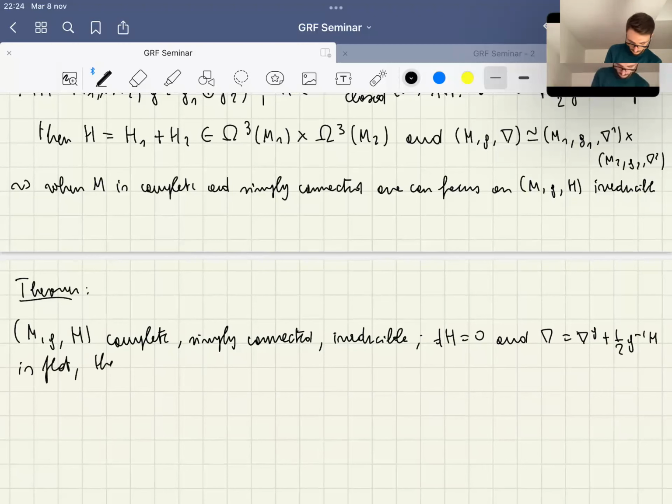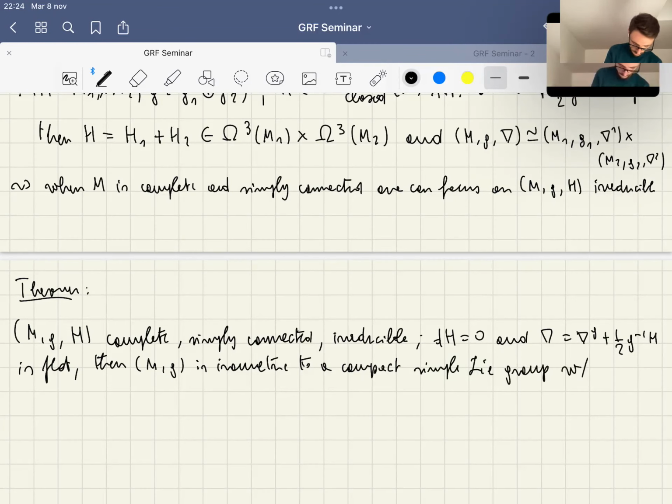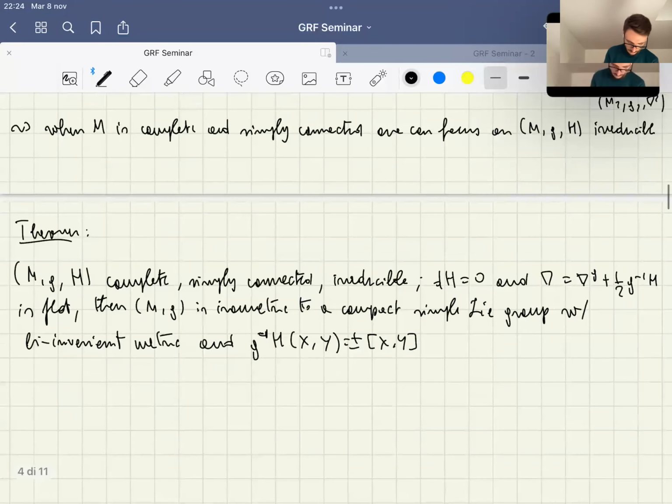then the Riemannian manifold (M,g) must be isometric to a compact simple Lie group with a bi-invariant metric and the torsion that is just given by plus or minus the bracket of X and Y on left invariant vector fields. And let me remark that if you drop the assumption that H is closed, then in such a case, also the seventh sphere occurs.